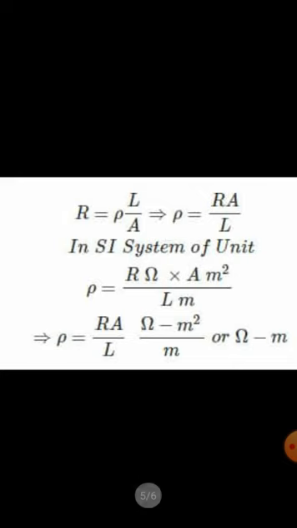Now in this formula, R equal to rho L by A, if we can make rho as the subject and bring all the other terms on the right hand side, we will have RA equal to rho into L or rho equal to RA by L. The specific resistance or resistivity rho is equal to R into A by L.